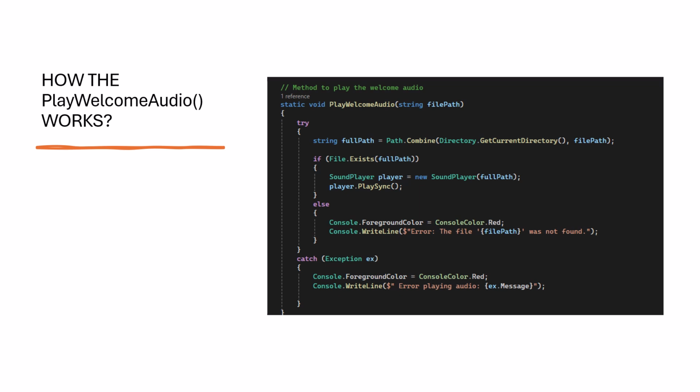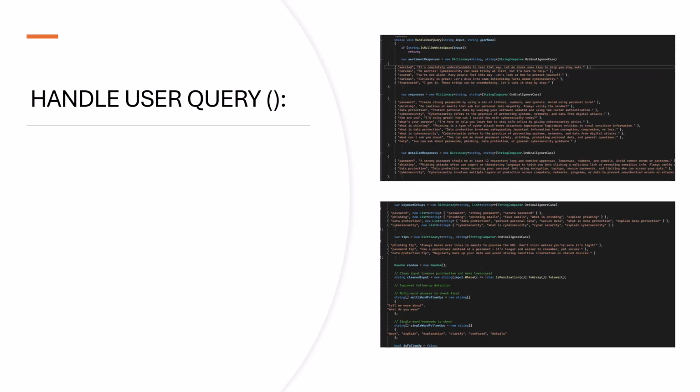If the file is found, it uses a sound player object to play the audio, ensuring the greeting is heard before proceeding. If the file is missing or an error occurs during playback, the method catches the exception and displays an error message in the console, alerting the user without crashing the program. This feature adds a welcoming and professional touch to the chatbot experience.